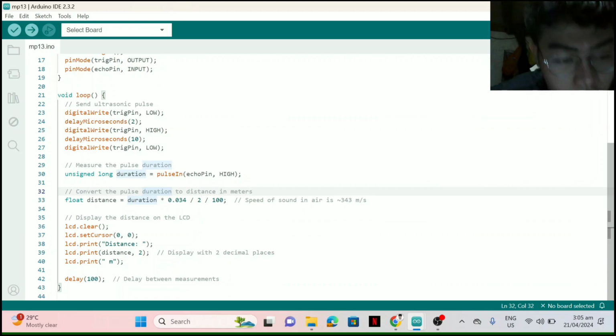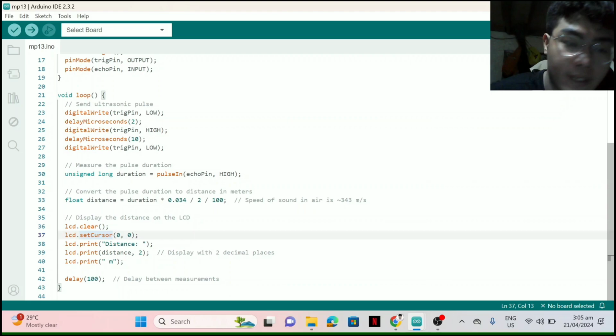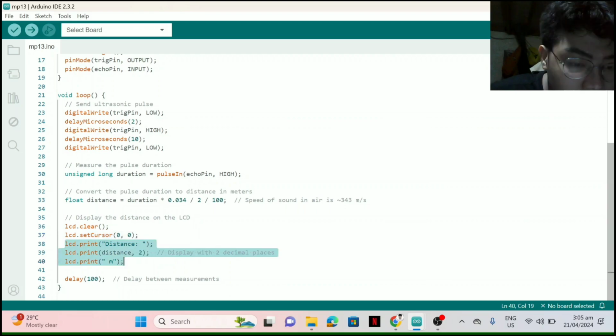Next one will be the displaying of the distance on the LCD. Okay, first one we'll be clearing first before setting the cursor, for the LCD to work properly, and we'll be finally printing the distance, which is in 2 decimal places and has a unit of meters.